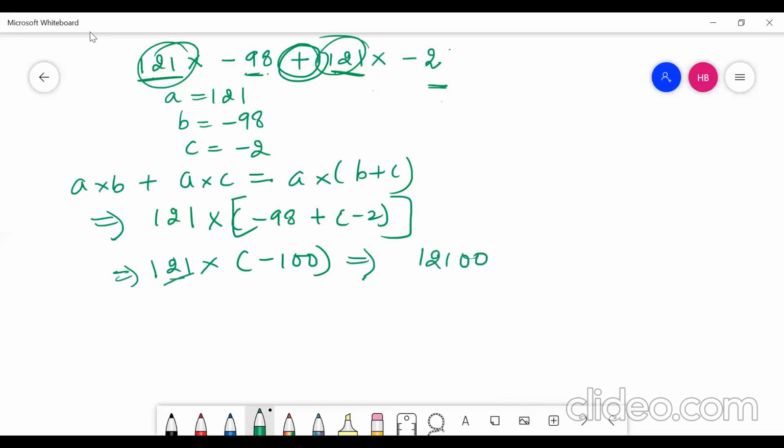on this number, and what will be my sign? Plus into minus will give me minus sign. So my answer will be minus 12100. So how easy it is now for me to do these calculations.